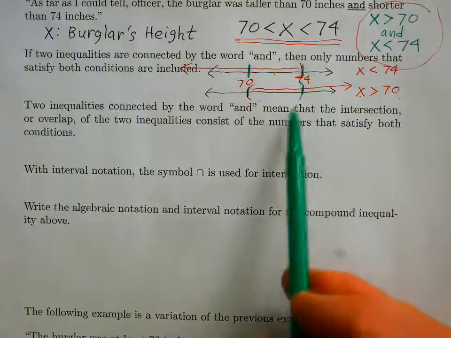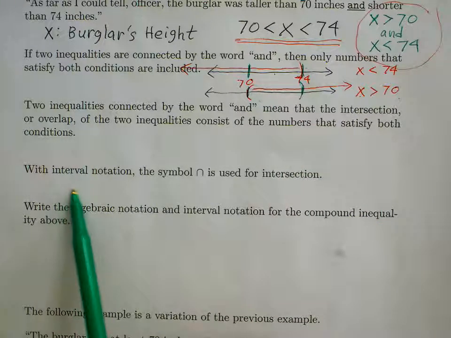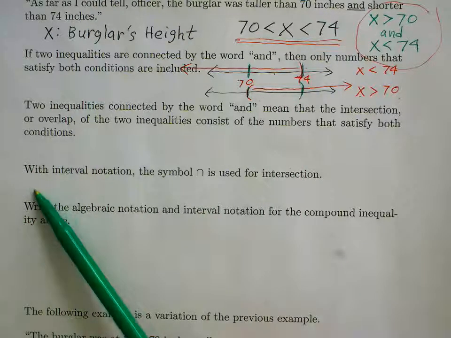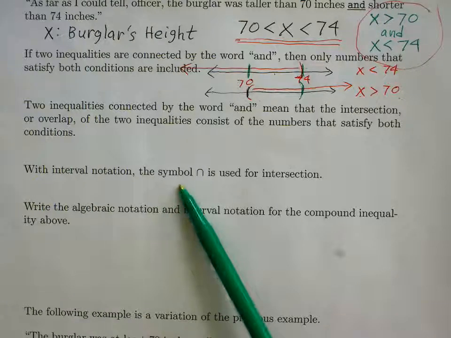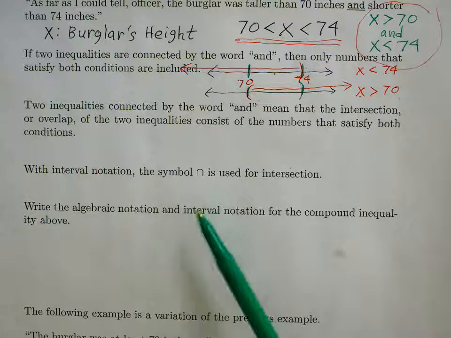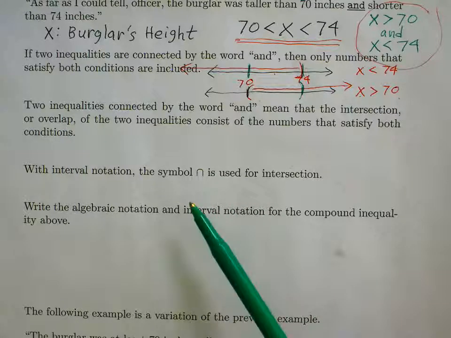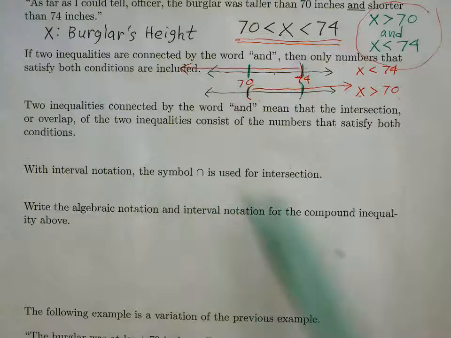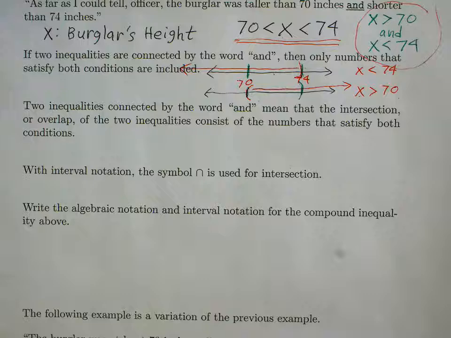Okay, the interval notation, we'll get to that in a minute, but with interval notation, there's a symbol that looks like an upside down U. It's not really a U, it just sort of looks like a U. But this symbol is used for intersection with interval notation.